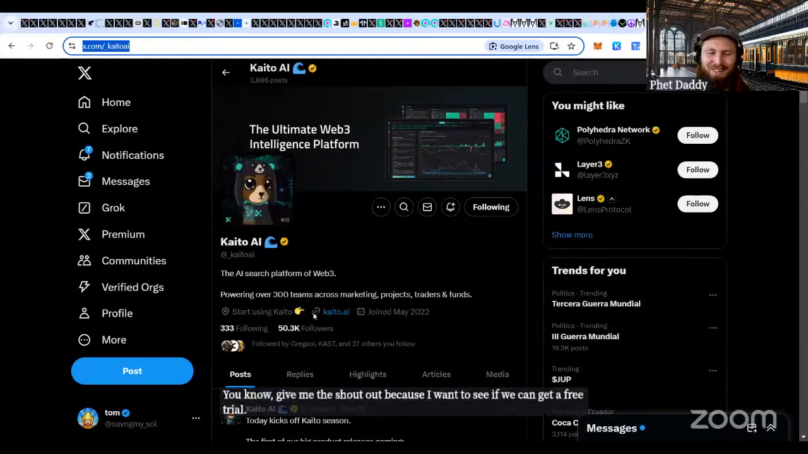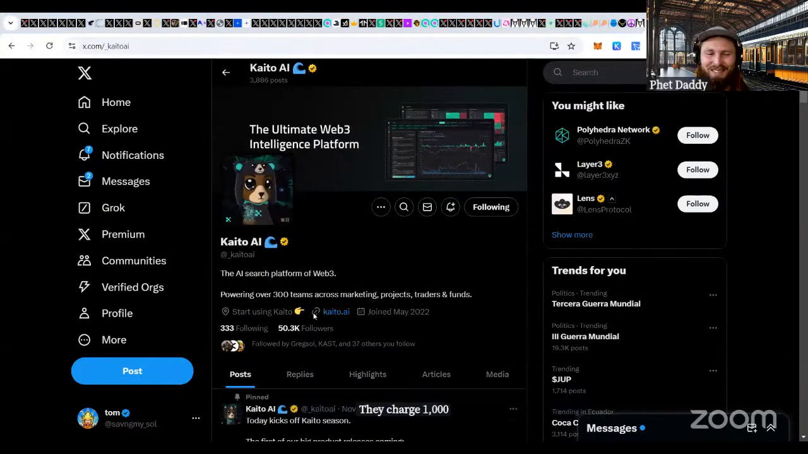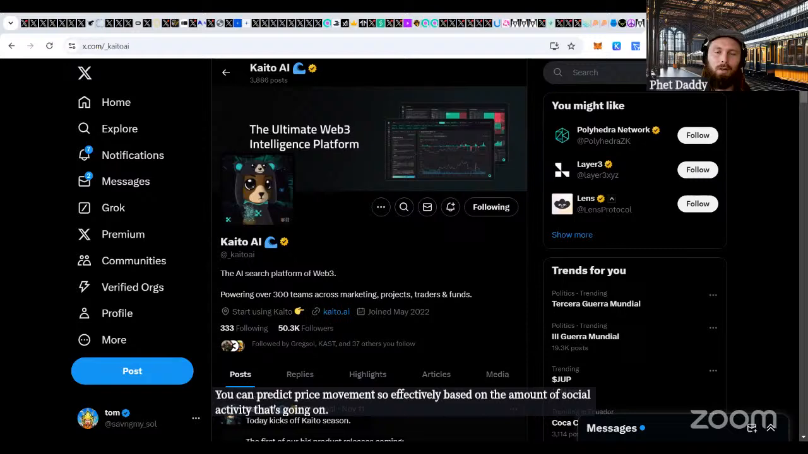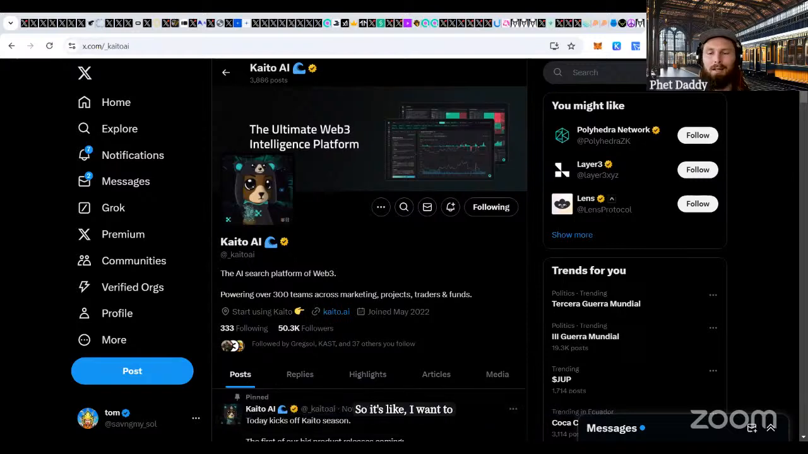They charge $1,000 a month for their service, and it's completely worth it though. You can predict price movement so effectively based on the amount of social activity that's going on. I want to get some LP funds to use this to get this going.